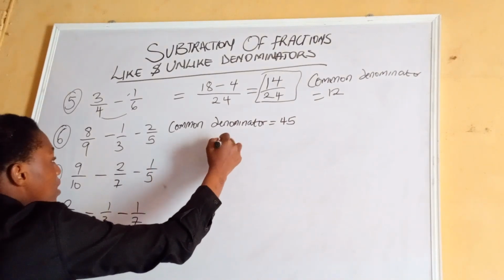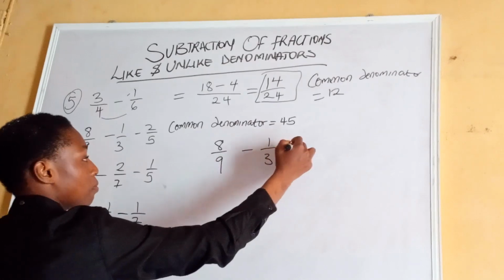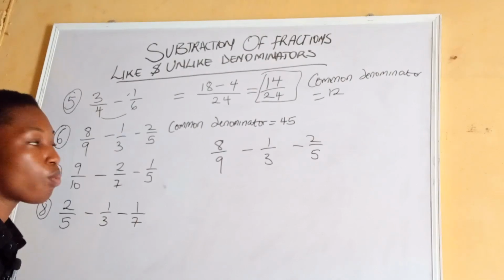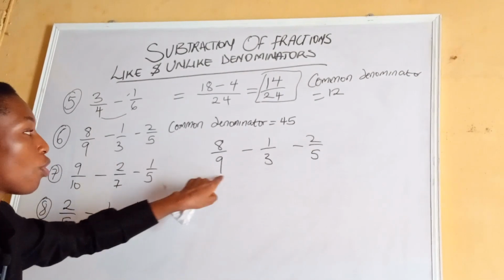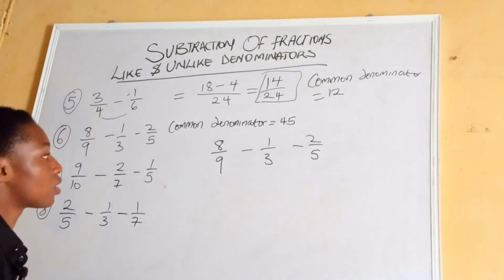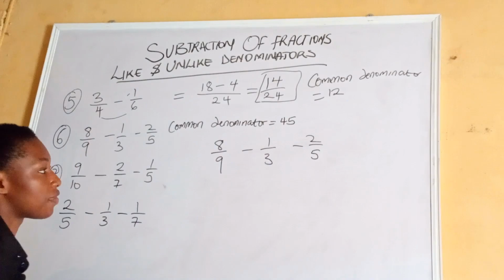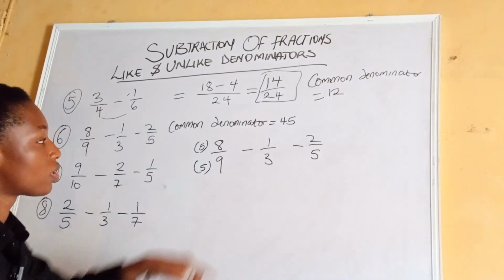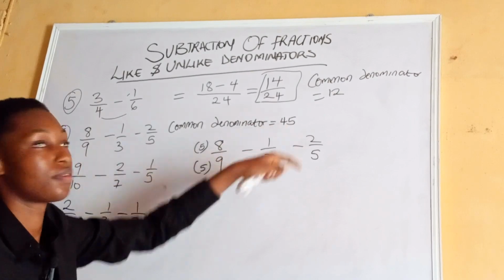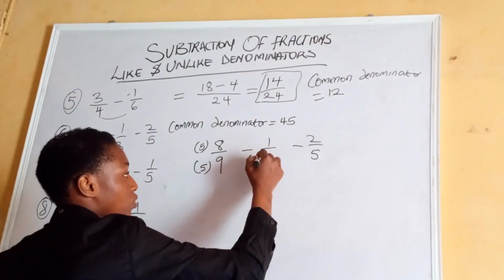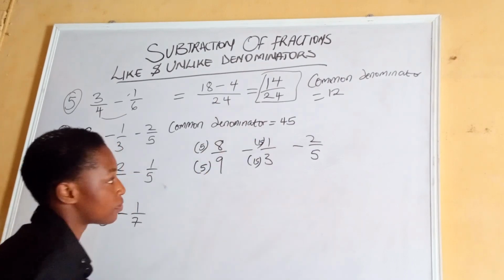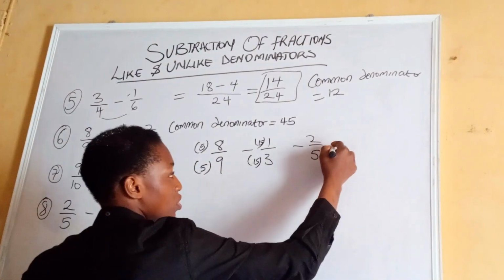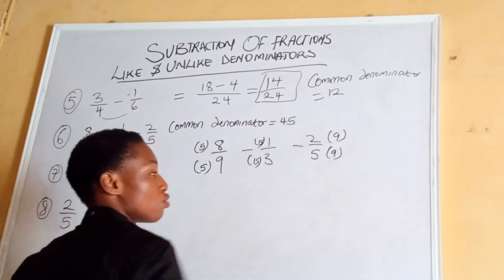You have here 8 over 9 minus 1 all over 3 minus 2 over 5. Since we know that our common denominator here is 45, what we can simply do is to make all our denominators 45. 9 times what will give me 45? You know that's 9 times 5. So you are multiplying this by 5. The same thing with the numerator too. 3 times what will give me 45? That's 15. So you multiply by 15 and then this 1 by 15. Over here, 5 times what will give me 45? That's 9. So you are multiplying this here by 9. The same thing with the numerator too, by 9.